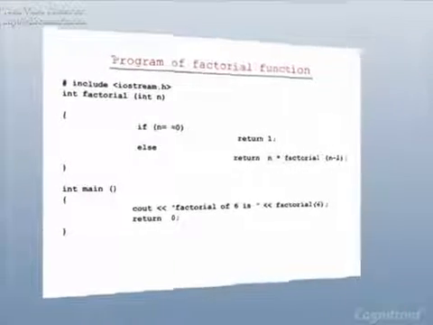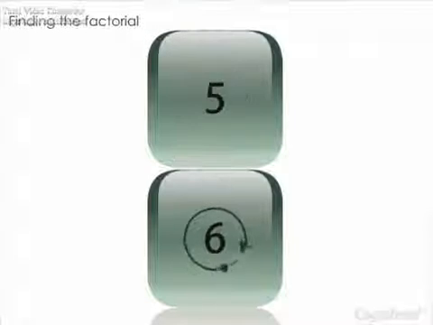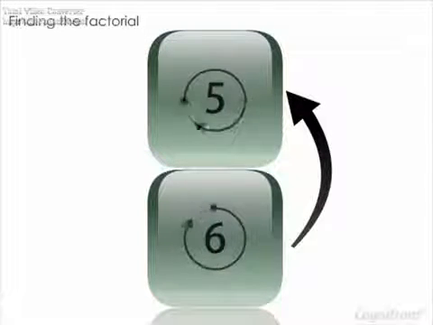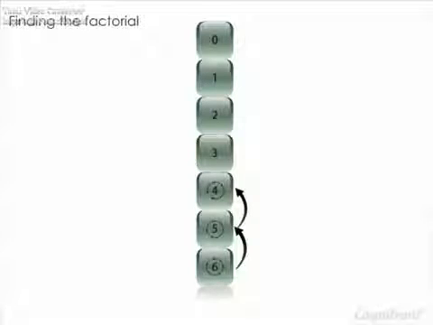Let's understand this function with the help of an example. So let's find the factorial of 6. We will represent the computation graphically. As you can see, function factorial of 6 calls function factorial of 5, which in turn calls factorial of 4, and so on.